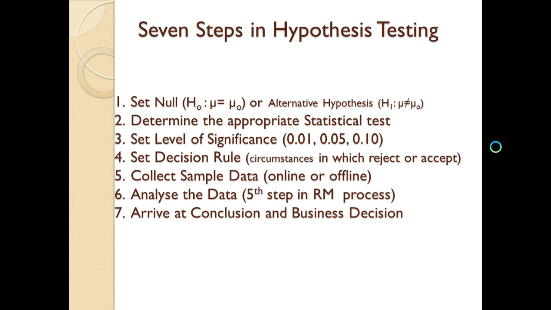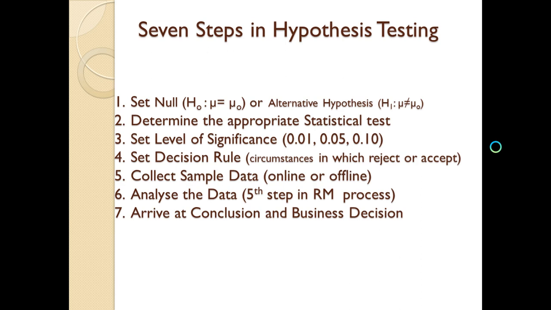Step number 1, you're supposed to set or formulate a null hypothesis and an alternative hypothesis. You know all about those symbolic notations or expressions. For null hypothesis, mu equals mu naught, and alternative hypothesis, mu not equal to mu naught. And then once you formulate a hypothesis, either null or alternative, your second step is to determine the appropriate statistical test.